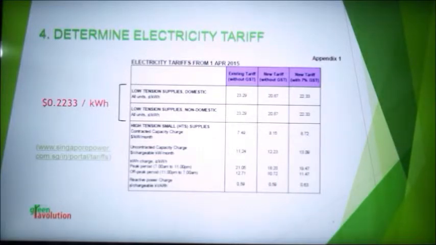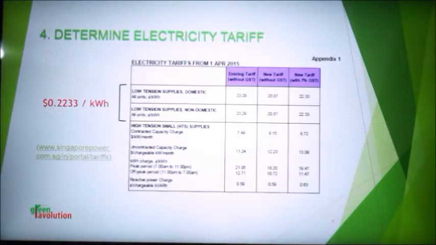Next, we need to find out what is the electricity tariff. You can get those rates at this portal. Tariffs are reviewed every quarter. So this is the tariff in use for this quarter, which starts from 1st April till 30th June 2015. So including GST, it's now 22.33 cents per kilowatt hour. So that will be entered into our calculation.